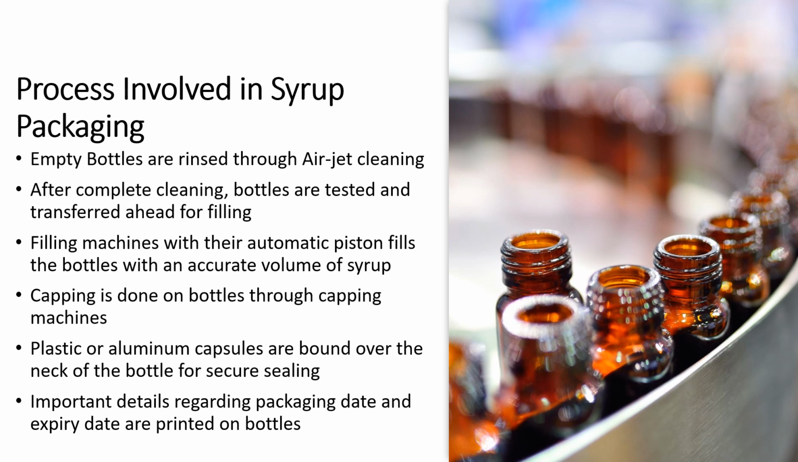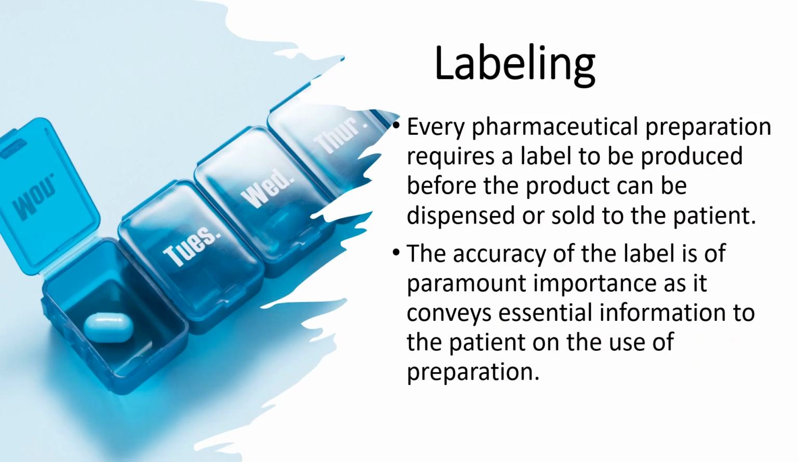A filling machine with an automatic piston fills the bottle with an accurate volume of syrup, and then capping is done on the bottles through a capping machine. Plastic or aluminium capsules are bound over the neck of the bottle for secure sealing. Then the important details regarding packaging date and expiry date are printed on the bottle. After packaging, every pharmaceutical preparation or product is labeled when it has to be dispensed or sold to the patient, because it conveys essential information to the patient on the use of the preparation.